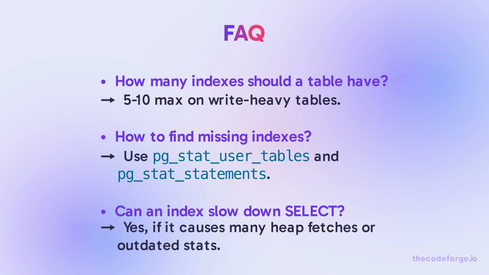And a few frequently asked questions. How many indexes should a table have? 5 to 10 max on write-heavy tables. How to find missing indexes? Use pg_stat_user_tables and pg_stat_statements. Can an index slow down SELECT? Yes, if it causes many heap fetches or outdated stats.